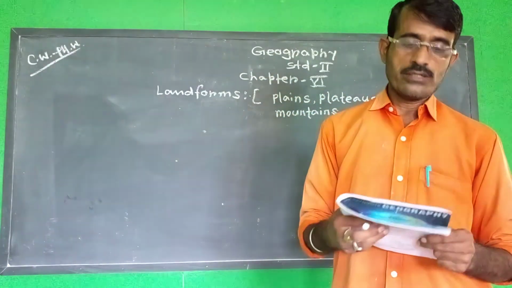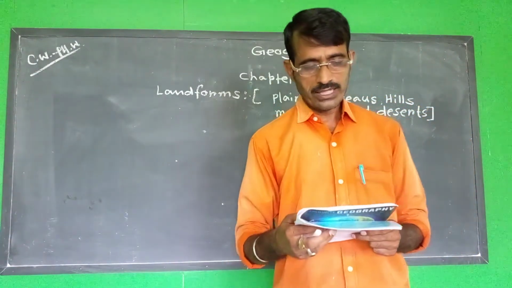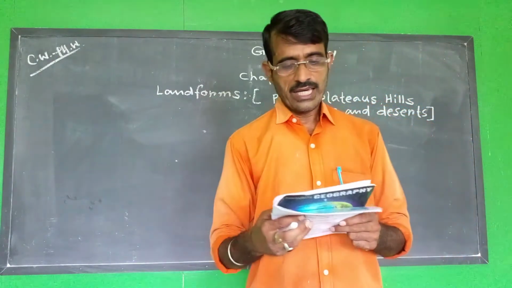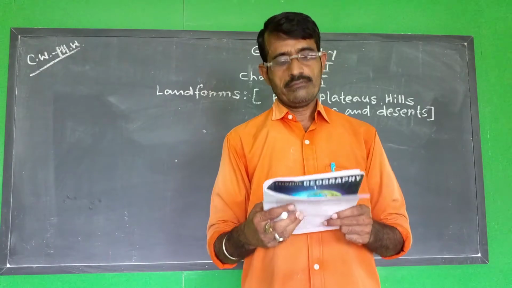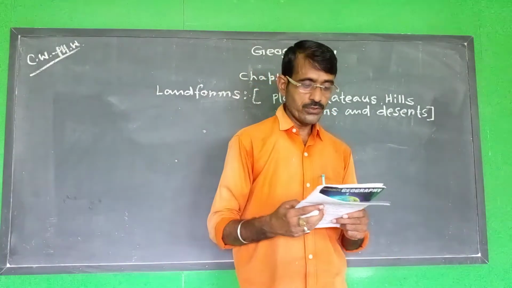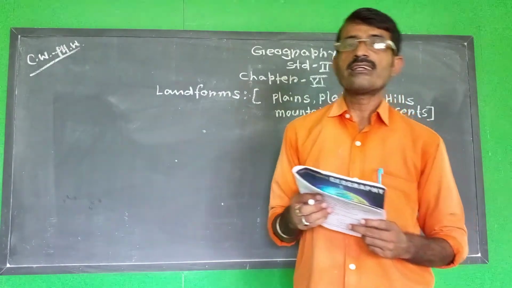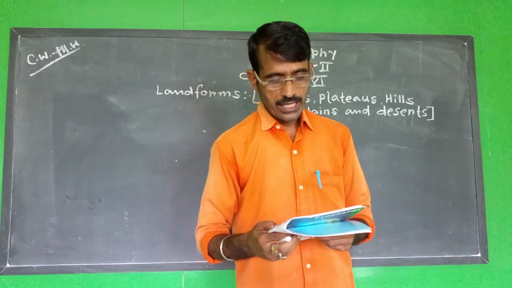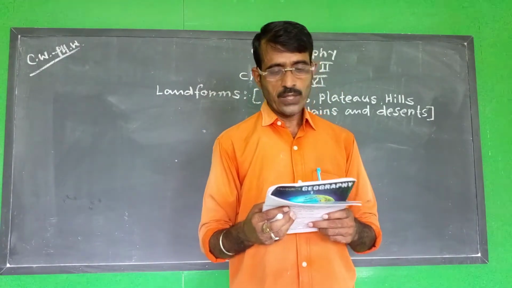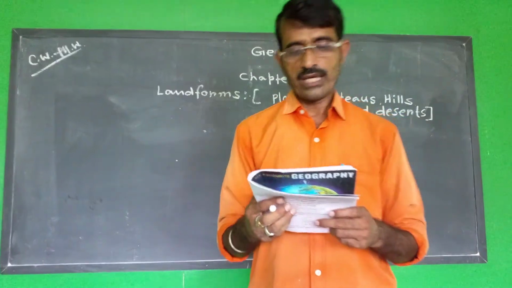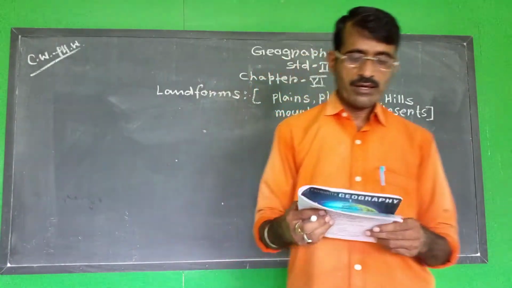Here is another question. What is a valley? The lowlands between the mountains are called valleys. A valley is very fertile and abundant crops grow there. Question 2: write the importance of a valley. The lowlands between the mountains are called valleys, and a valley is very fertile and abundant crops grow there. That's all.